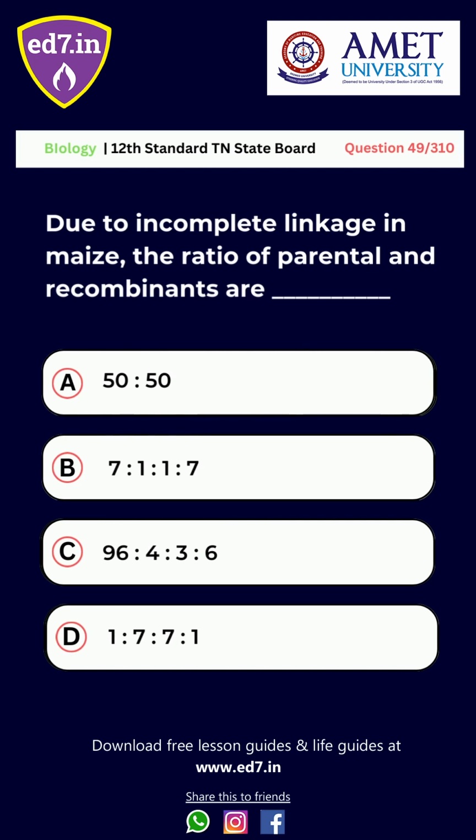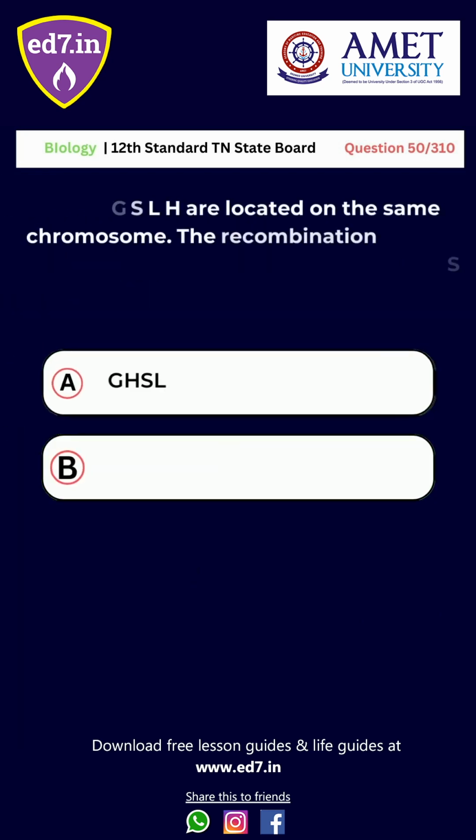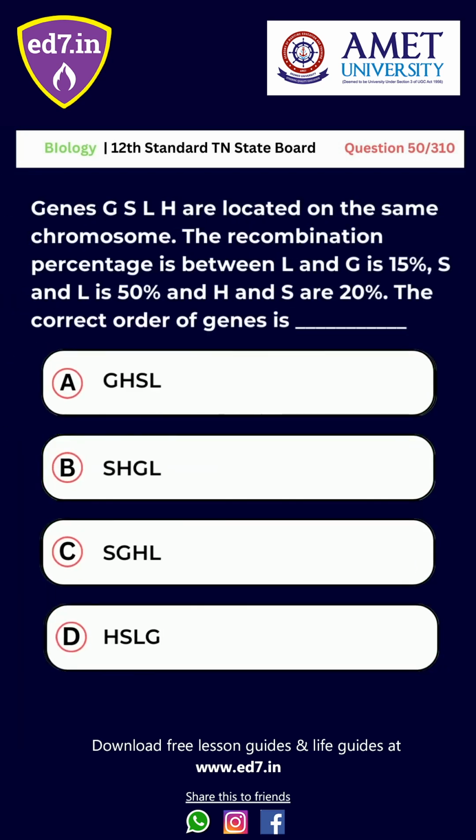Question number 49. Due to incomplete linkage in maize, the ratio of parental and recombinants are option A 50:50, B 7:1:1:7, C 96:4:3:6, D 1:7:7:1. And the right answer for this question is option B, 7:1:1:7.